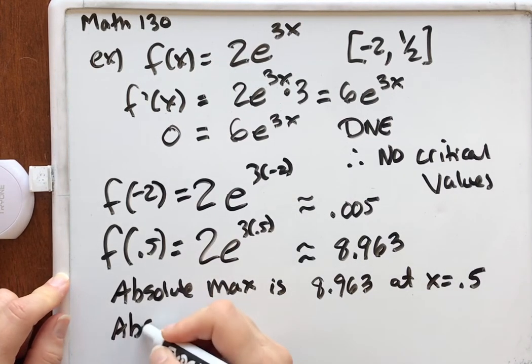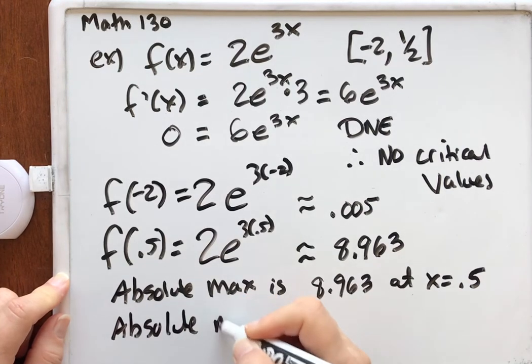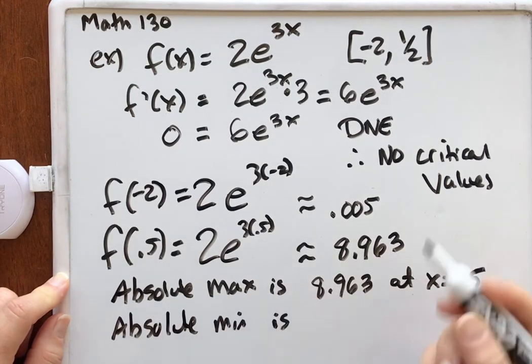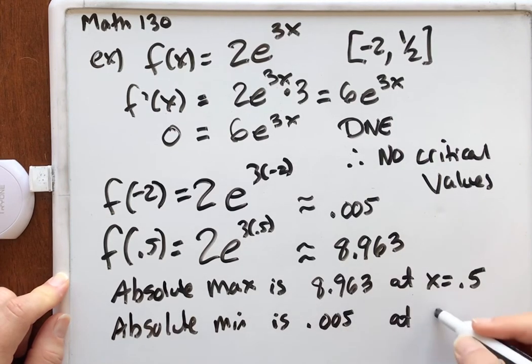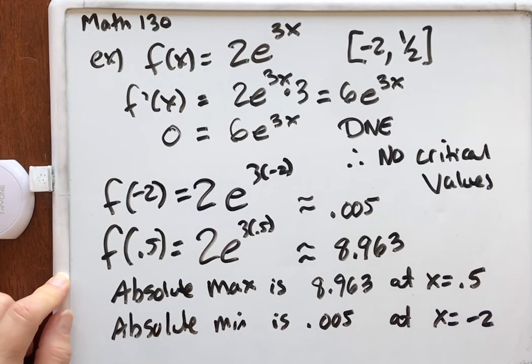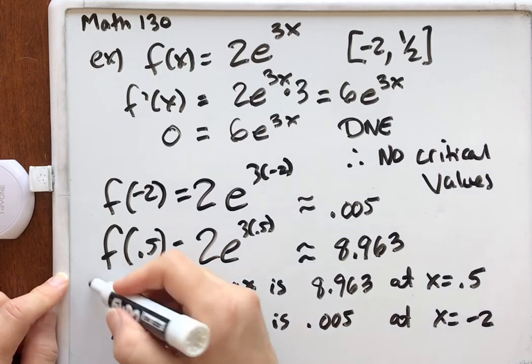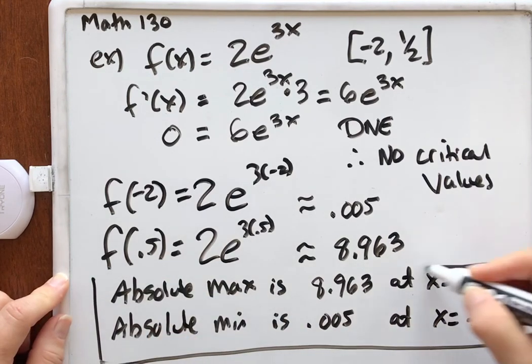And our absolute min is 0.005 at x equals -2. So those are our answers for the question.